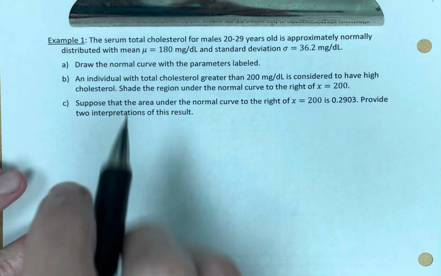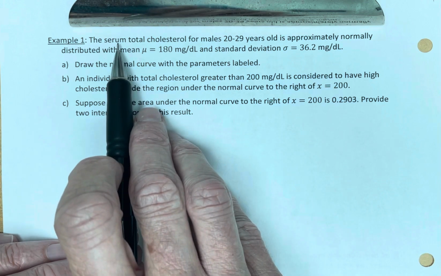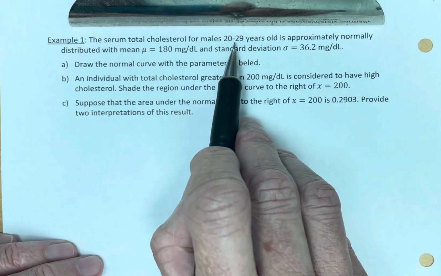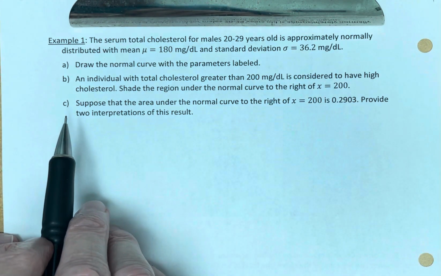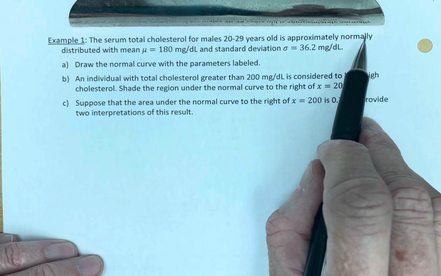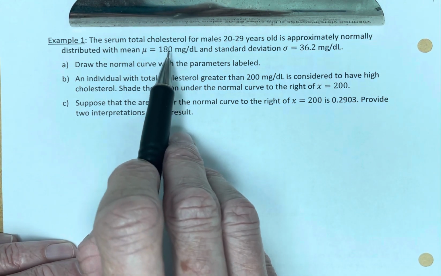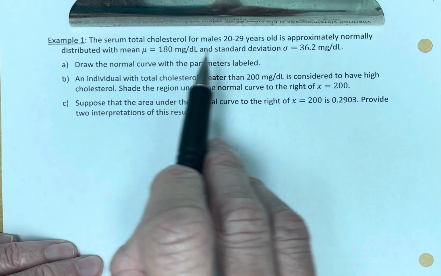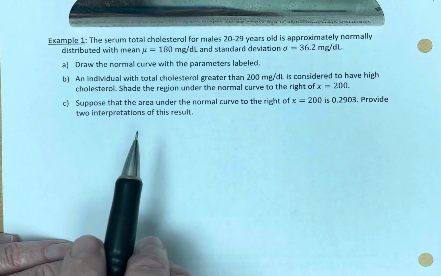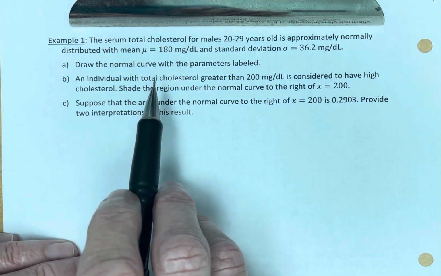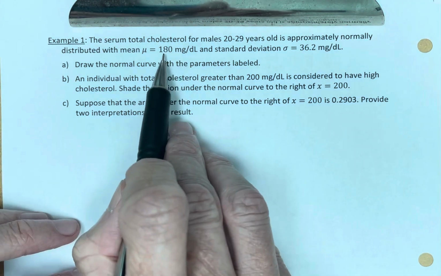The serum total cholesterol for males 20 to 29 years old is approximately normal. It's normally distributed with a mean of 180 milligrams per deciliter and a standard deviation of 36.2 milligrams per deciliter. So total cholesterol for men, go figure, it's normal. Most of us are close to this.